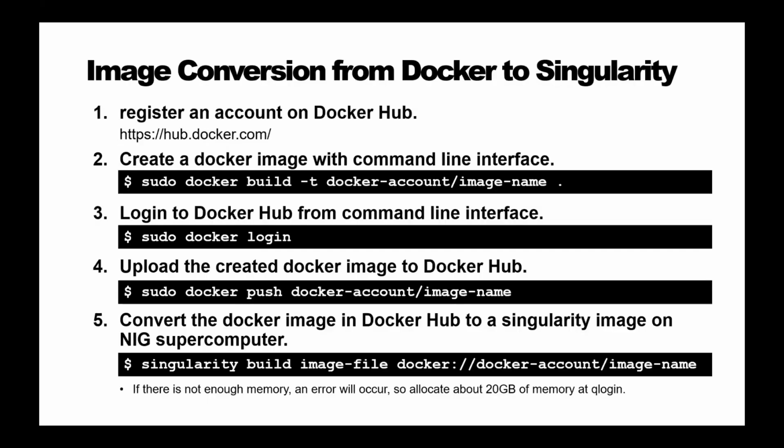Next, I will explain how to create a Singularity image and use it on the NIG Supercomputer. Using the singularity build command, you can convert a Docker image to a Singularity image. If you are a Docker user who creates the Docker image yourself, please create an account on the Docker Hub and upload the Docker image using the method described here. You can convert your images uploaded to the Docker Hub or the images published by other people to Singularity images on the NIG Supercomputer.